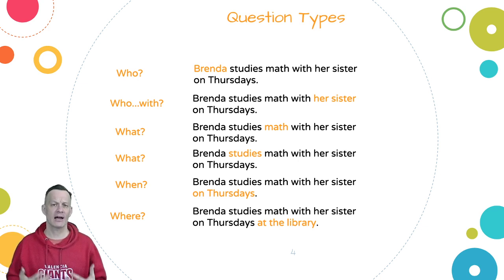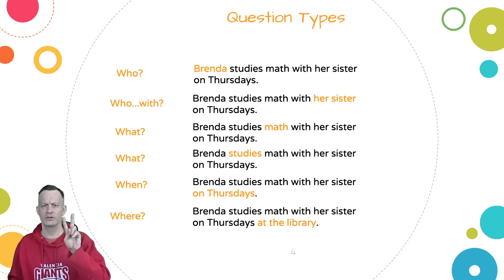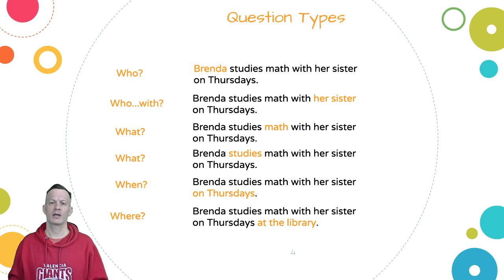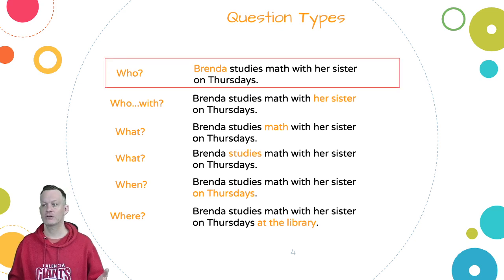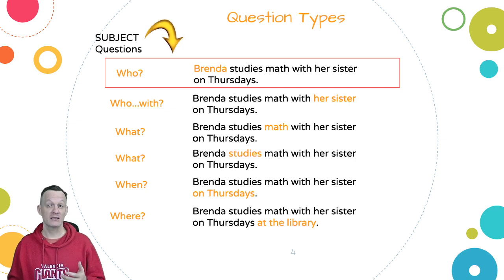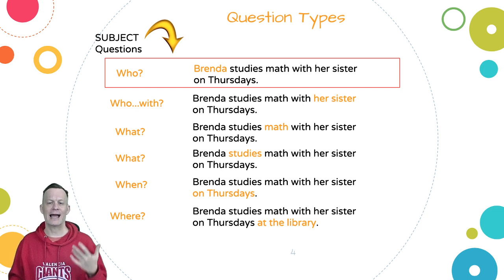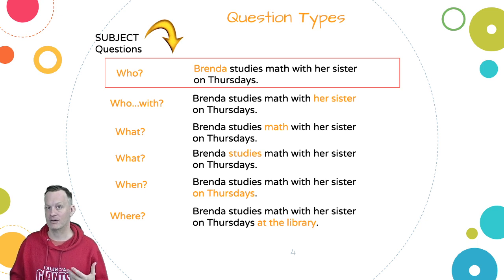So we have a lot of information in this sentence, and we can ask a lot of different questions. So what is special about all of these questions? Well, we have two types of questions. We have the first type of question, which is in the red box, where it's who, and the answer is Brenda. And these are subject questions. A subject question is when you are asking for the extra information that is the subject of the answer.